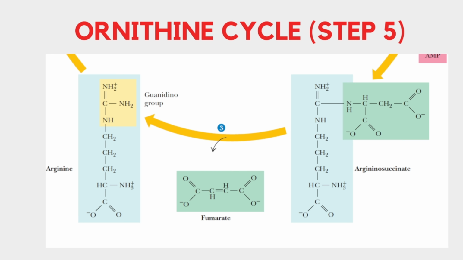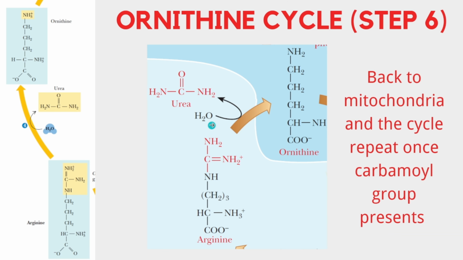familiar with it, right? So fumarate is one of the intermediates in the Krebs cycle. So this fumarate will enter the Krebs cycle. They will enter into the Krebs cycle. Arginine will continue in the ornithine cycle. So on to arginine. Next. Okay.